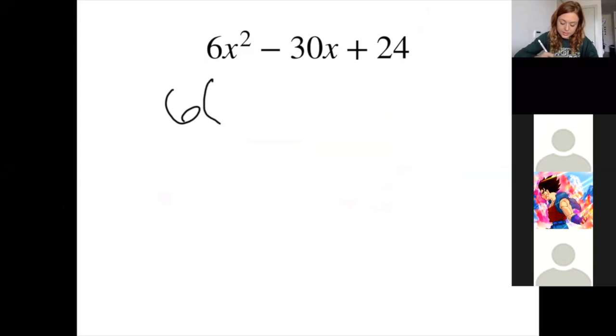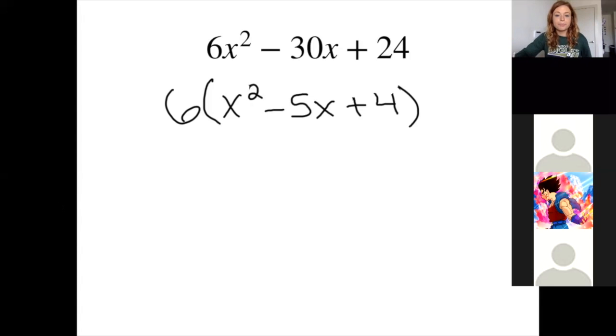Then I'm going to open up parentheses. And so 6 times x squared would be left in the first term. Then 6 times negative 5x would get me to the second. Remember, we're kind of backwards distributing. Then 6 times positive 4 would get me to the 24. So if I were to send that 6 back in, I would get back to here.